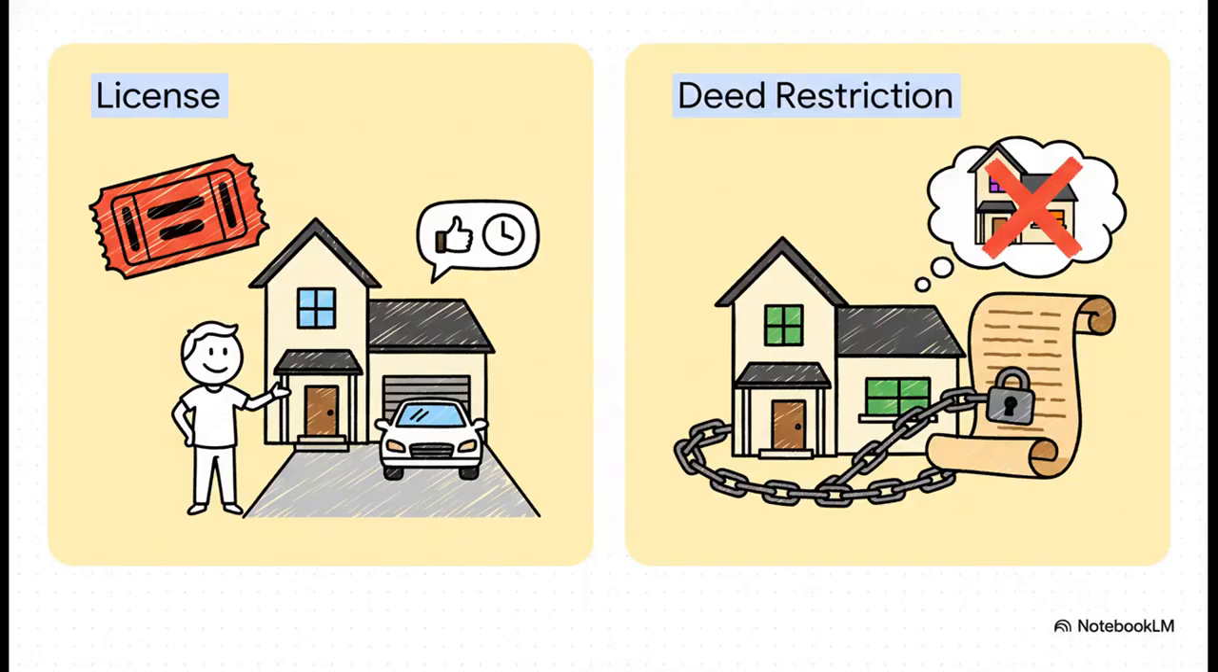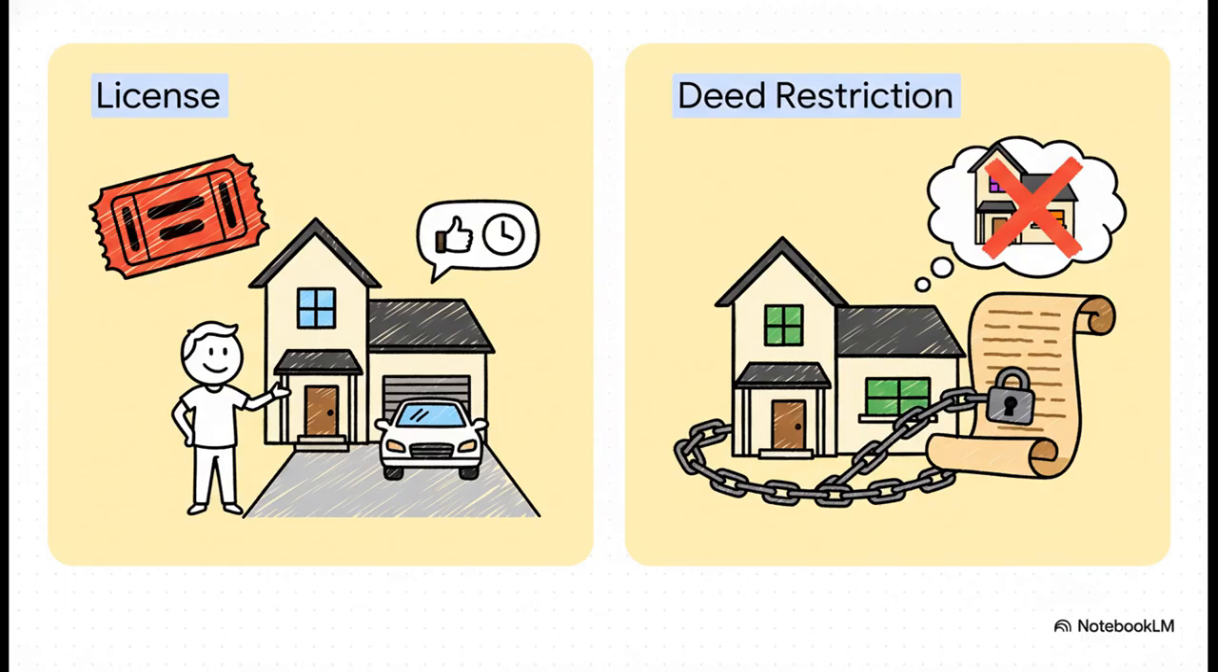This slide is great because it really nails the difference between temporary permission and a permanent rule. A license is just personal, revocable permission to use a property. Like if you tell your friend, hey, you can park in my driveway for the weekend. It's not a legal interest in the land, and you can take that permission back anytime. A deed restriction, though, is a whole different ballgame. It's a legally binding rule that's actually written into the deed itself. It puts limits on what all future owners can do with the property, like, say, restricting the color you're allowed to paint your house.